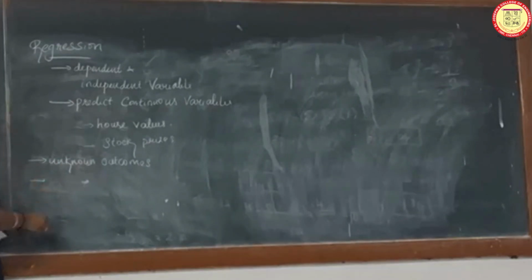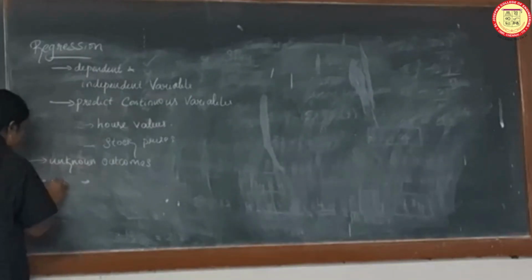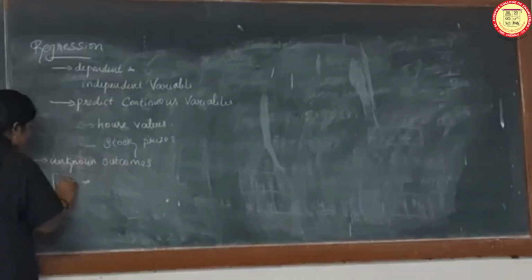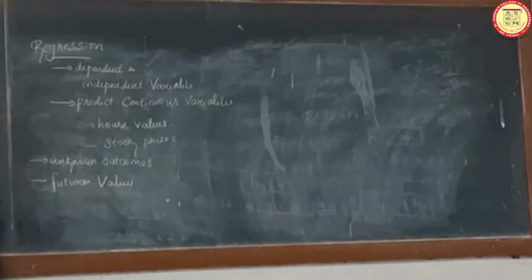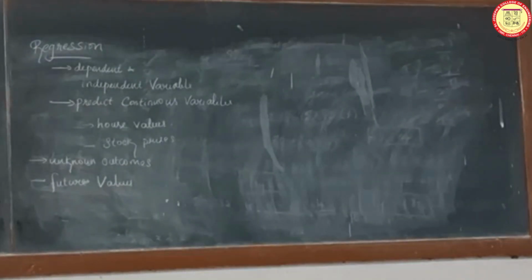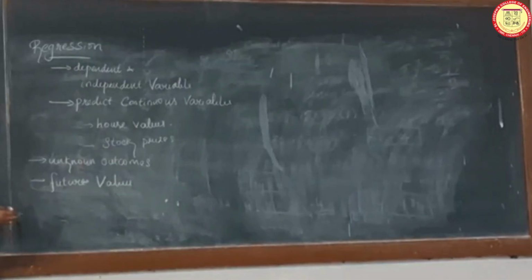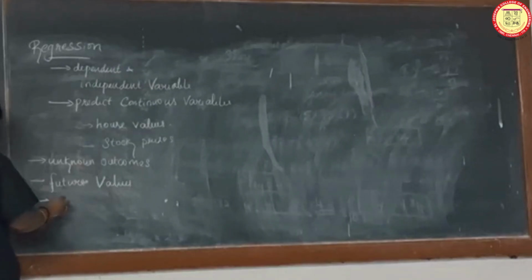And the next one is predicting future values. Nowadays, you know the price of gold can vary. So by using this regression, we can predict the future values of gold and also houses and also stock prices in turn. Okay, and the next need is the decision making process.